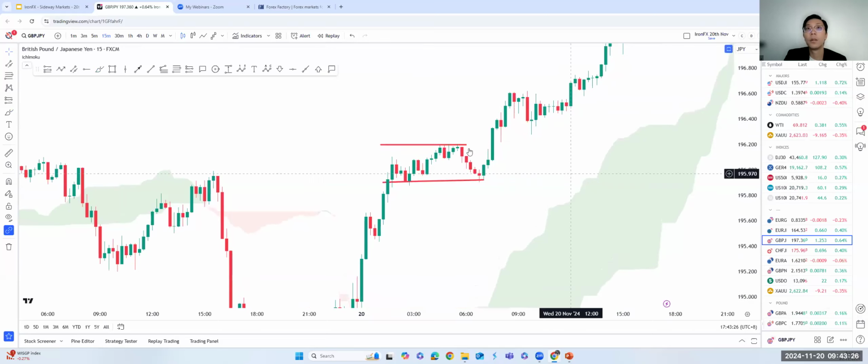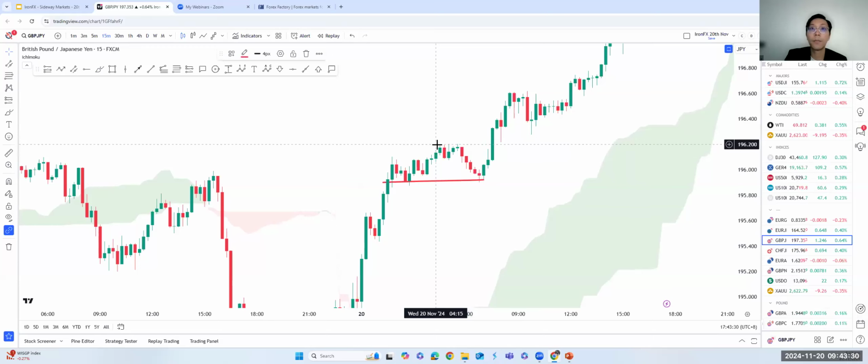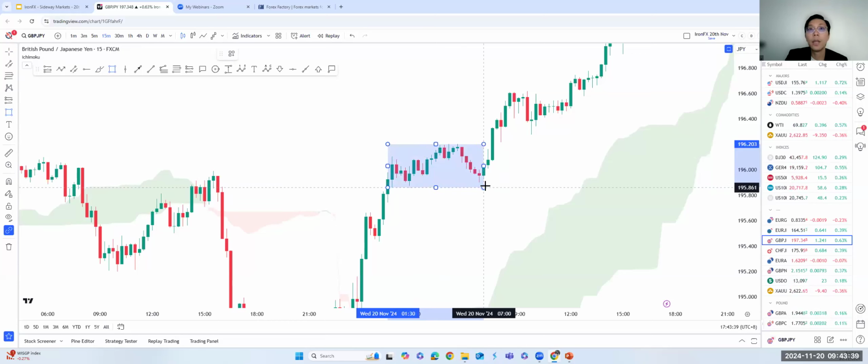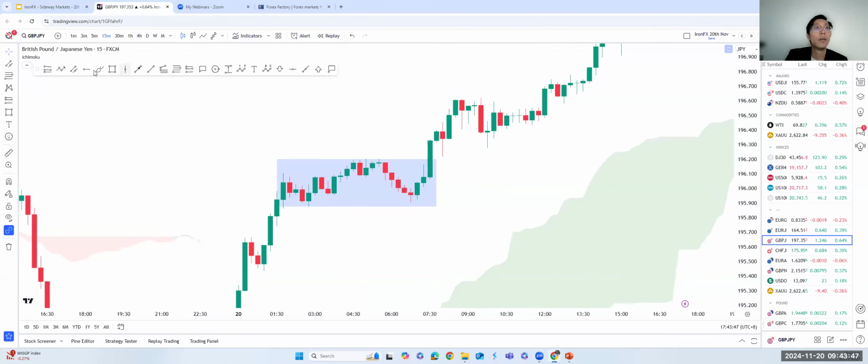You can see how it reacts. Take the high. This is the highest point. Then the lowest point. The lowest point is not here, it's here. So once it breaks out of this zone, just wait for it to tap back in.